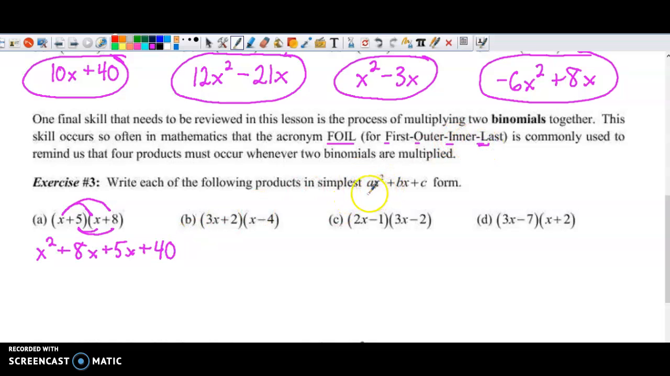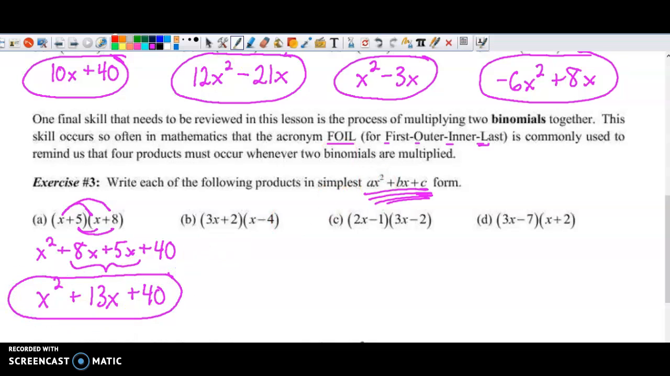Now notice in the directions they want you to simplify it so it looks like this, where you only have 3 terms, and right now I have 4 terms. So the correct answer I need to see is when you combine 8x and 5x together to be 13x, and still plus 40.